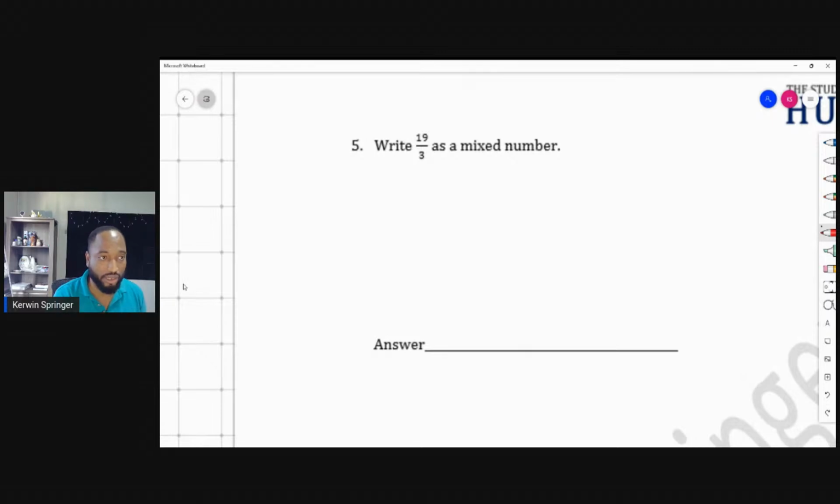19 over 3 as a mixed number. Remember, if you're seeing it blurry, you need to go in the settings and raise the quality of the video. 19 divided by 3 as a mixed number. So 3 can go into 19 how many times? 3 3s are 9, 3 4s are 12, 3 5s are 15, 3 6s are 18. So 6 times with a remainder. 6 3s are 18, and that's a remainder of 1. The remainder always goes over the divisor. So 6 and 1/3 is the answer. That's how we do mixed numbers.